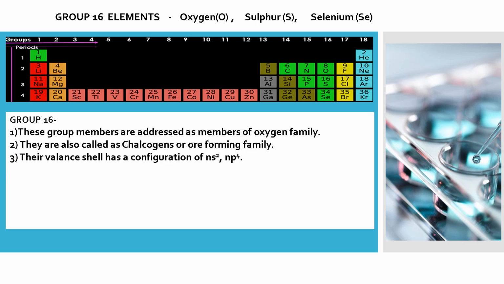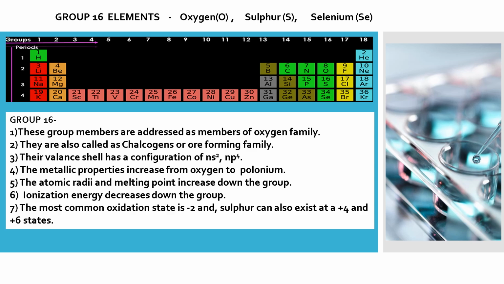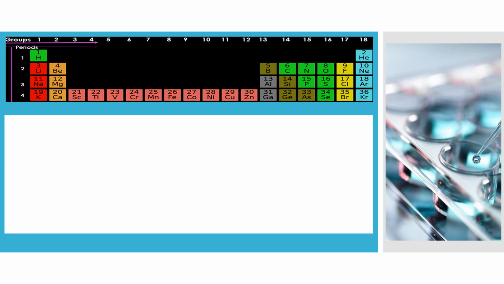The metallic property increases from oxygen as we move towards the last member, polonium. The atomic radii and melting point increase down the group. Ionization energy decreases down the group. The most common oxidation state in which these members are found is -2, and sulfur can also exist in +4 and +6 states. Let us now move to group 17 elements.